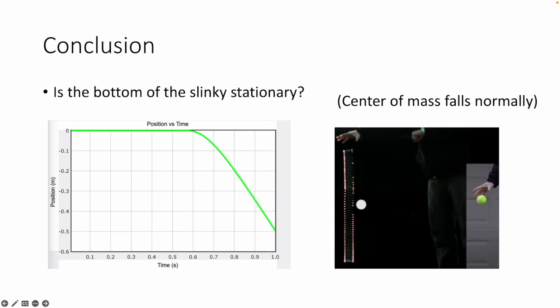Now for the conclusion. Let's go back to the question. Is the bottom of the slinky in the model stationary? We can see based on the graph generated by GlowScript that it is stationary, at least during the phase where the top is still falling. Another interesting thing to note from this experiment is that the center of mass of the slinky falls at the rate of gravitational acceleration despite the bottom being stationary.